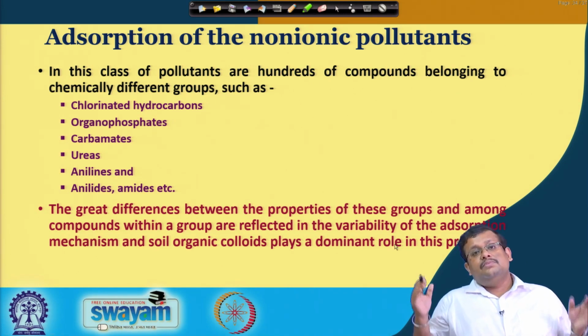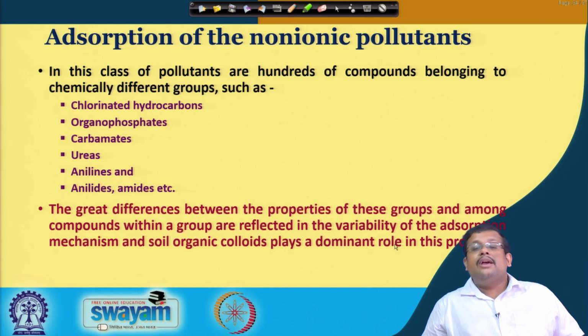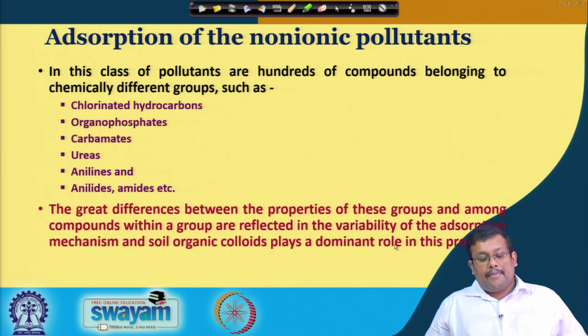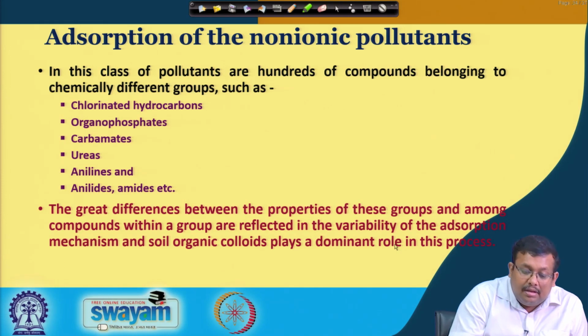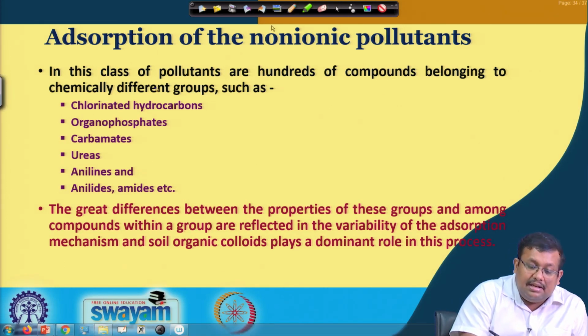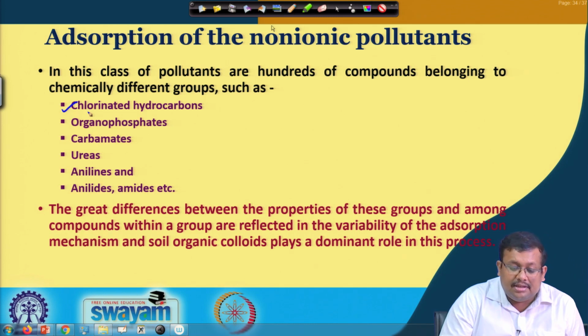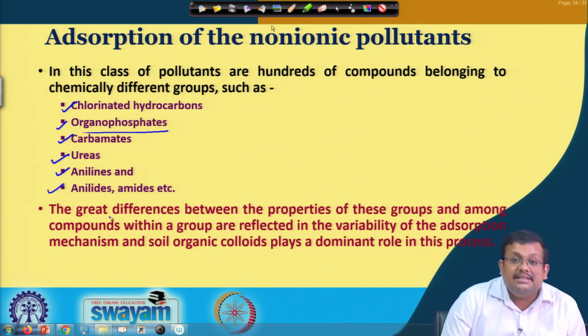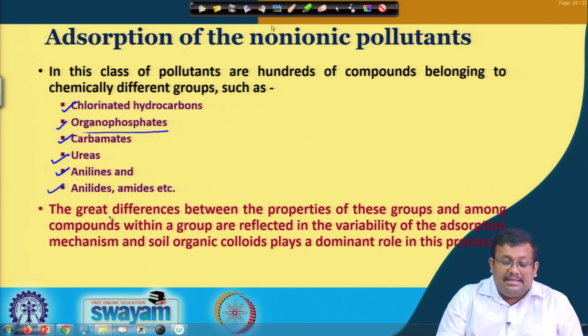So, if we consider the non-ionic pollutants, what are the important non-ionic pollutants? In this class of pollutants, hundreds of compounds belonging to chemically different groups, like, as you can see here, chlorinated hydrocarbons, then organophosphates, then carbamates, ureas, anilines and anilides, amides, etc. So, these are the examples of non-ionic pollutants.